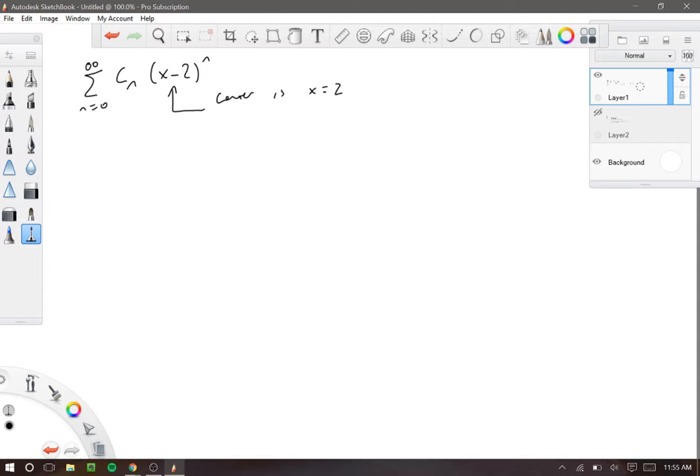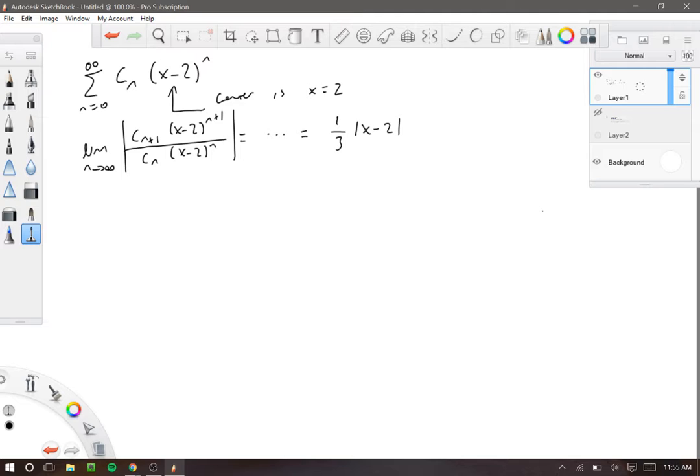So let's say that we knew something more about these coefficients and we did the ratio test. So we take the limit as n goes to infinity of c_(n+1) times (x minus 2) to the n plus 1, divided by c_n times (x minus 2) to the n. Oh wait, we need that in absolute value. We work out all this stuff and we end up with, say, 1 over 3 times the absolute value of x minus 2.